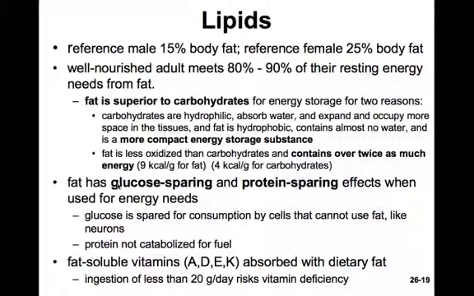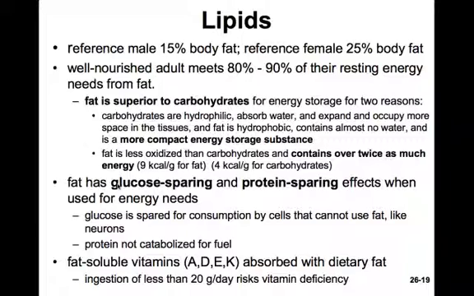First of all, carbohydrates are hydrophilic, and thus they absorb water, so they expand and occupy much more space in the tissues. And fat, being hydrophobic, contains almost no water, and so it has a much more compact size for energy storage. Fat is also less oxidized than carbohydrates, so it contains over twice as much energy. It has about 9 kcals per gram instead of the 4 that we see in carbohydrates.